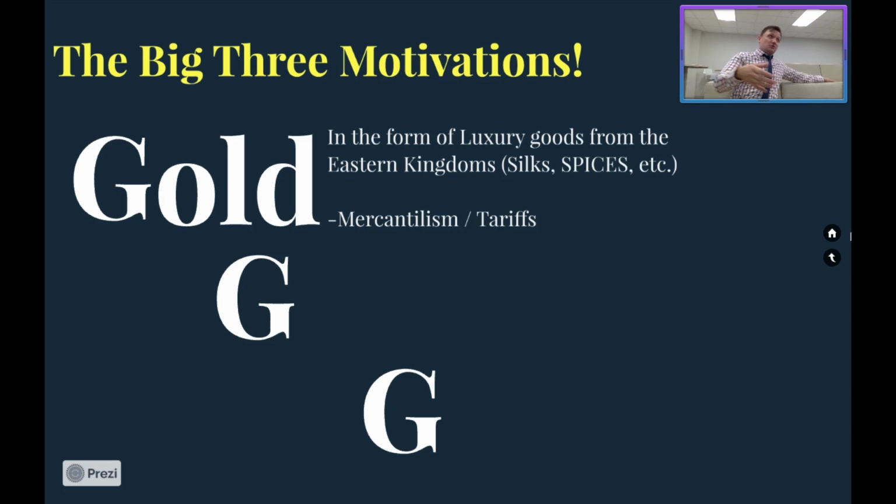And basically what they were trying to do is cut the Ottomans out of the game, right? After 1453, when Constantinople falls to the Ottoman Empire, their goal is to cut the middleman out, right? Because the Ottomans weren't the ones making the silk, the spices, the porcelain. They were the ones bringing it in and then selling it again to the Europeans at a massive markup, right? So they could make a lot of money.